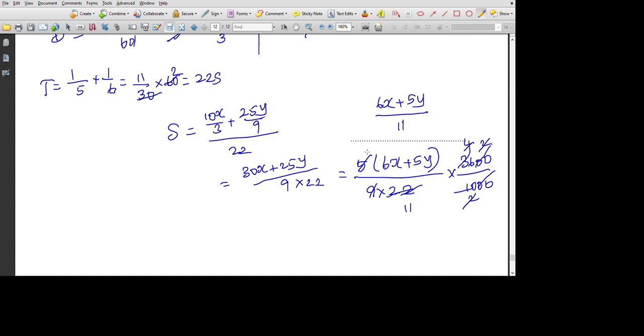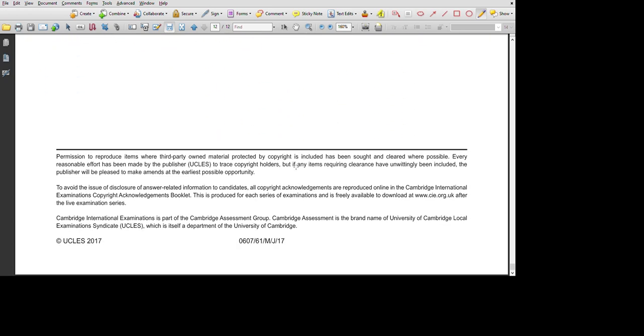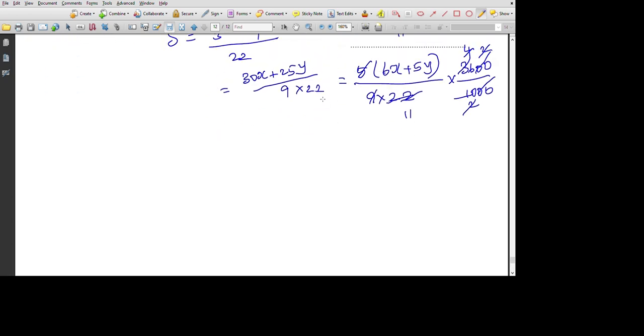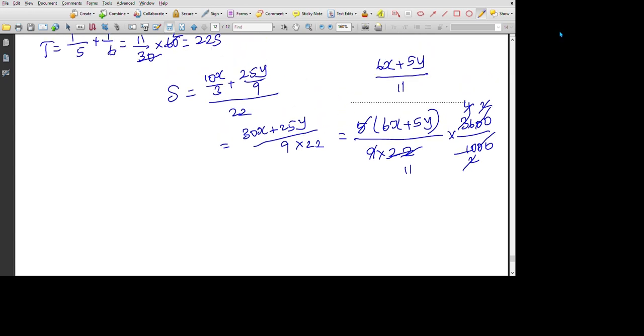Since x and y are there, maybe it will be a bit difficult to use our calculator also. Yes, let's proceed further. Oh my god, it's over. Yeah, we have finished it. We have finished it in the least time given.